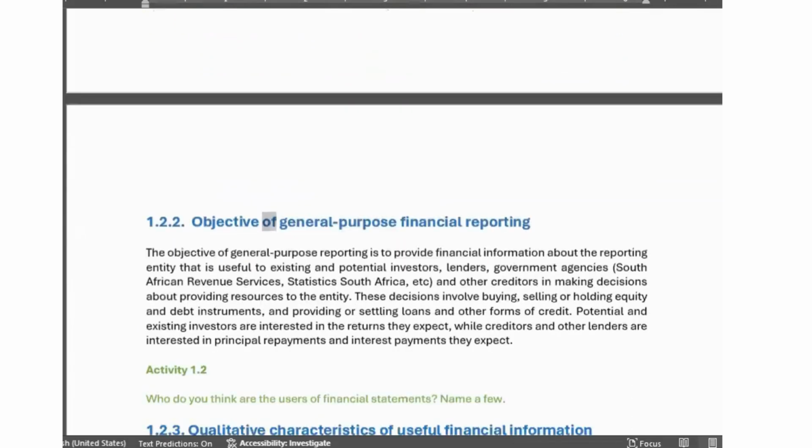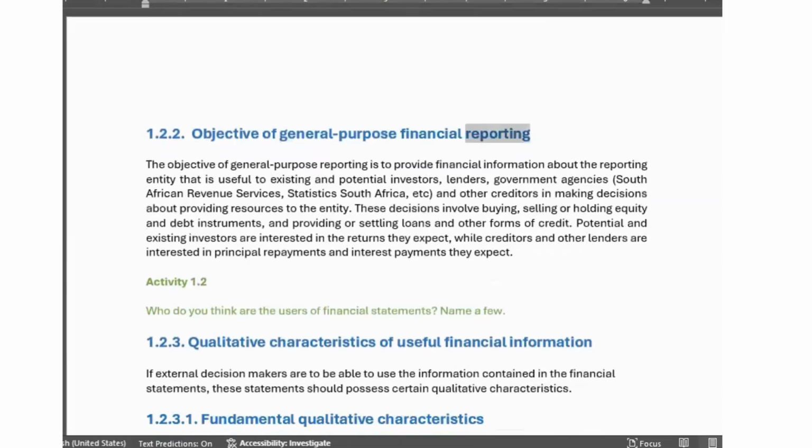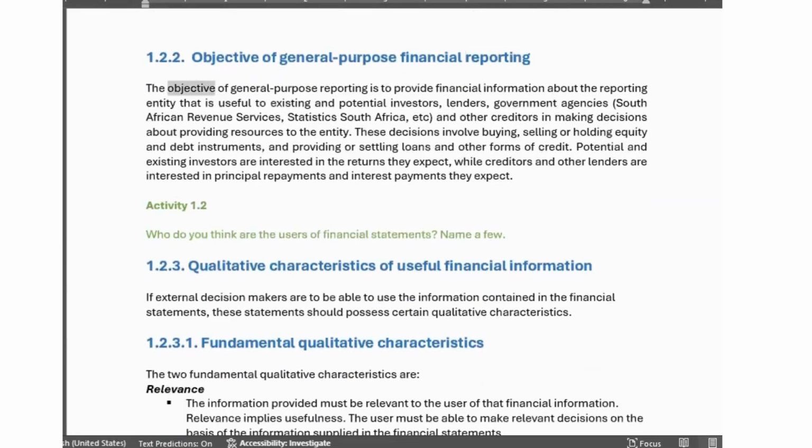1.2.2 Objective of General Purpose Financial Reporting. The objective of general purpose reporting is to provide financial information about the reporting entity that is useful to existing and potential investors, lenders, government agencies, South African Revenue Services, Statistics South Africa, etc., and other creditors in making decisions about providing resources to the entity.